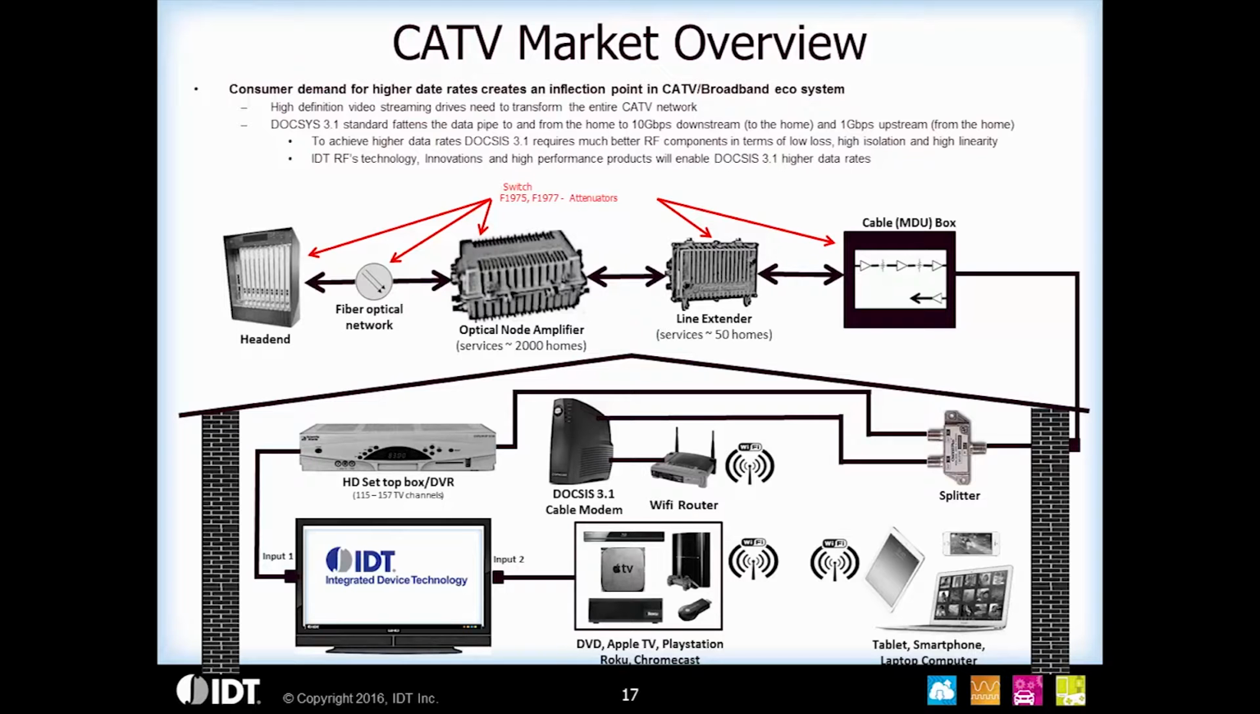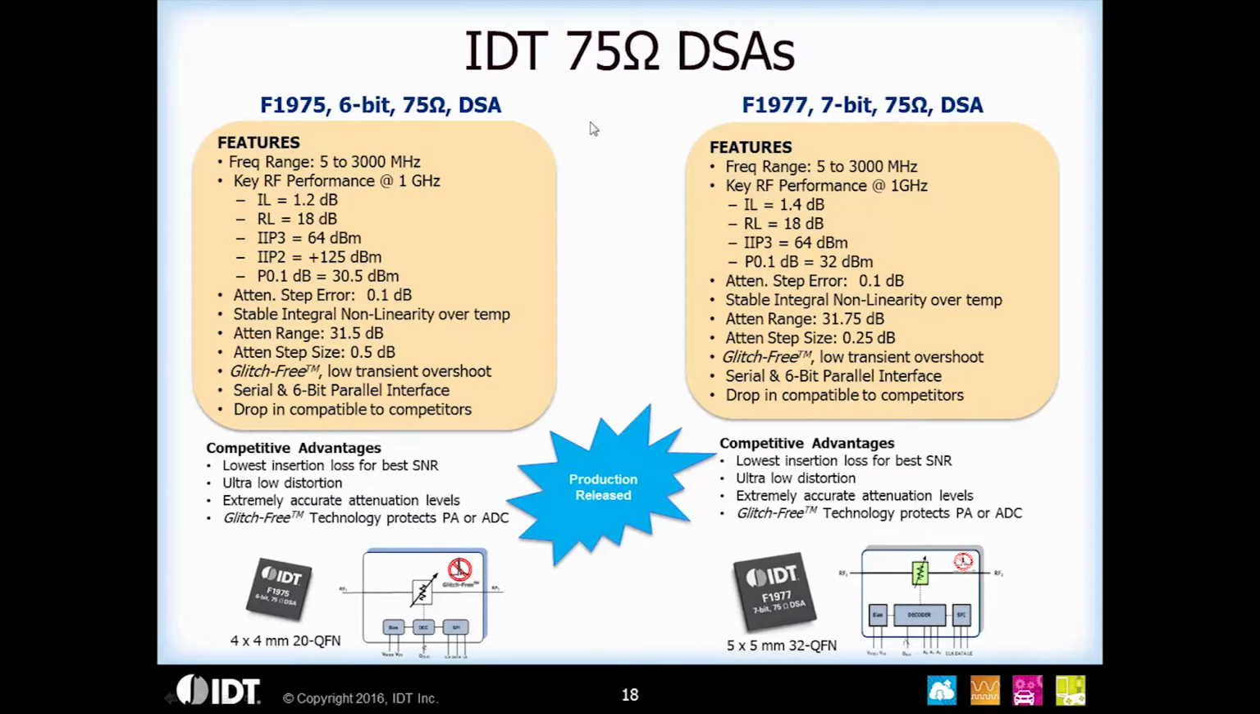On the customer premise equipment, there's the set-top box, the DOCSIS 3.1 modem, the switch, which all need switches. All of these products that we saw in the previous slide require 75 ohm for CATV. IDT's products for this market segment have 75 ohm impedance.